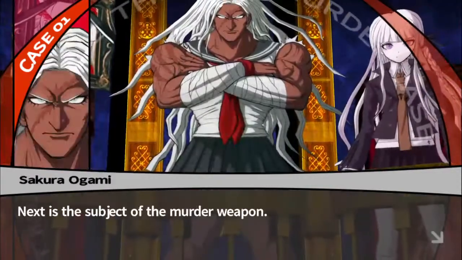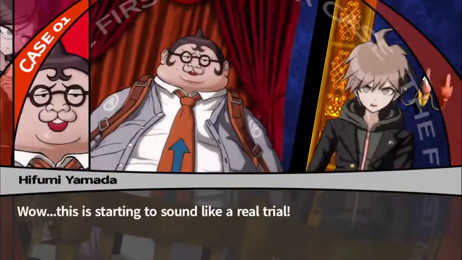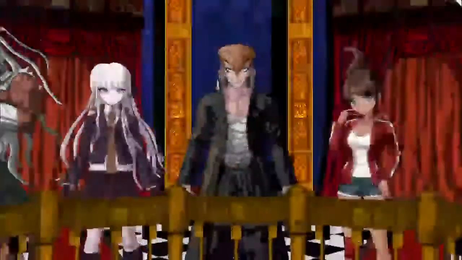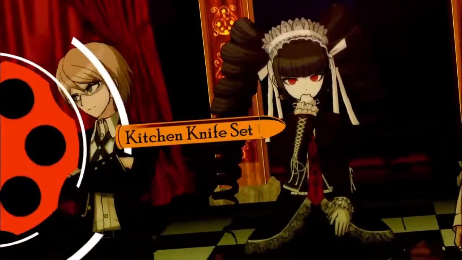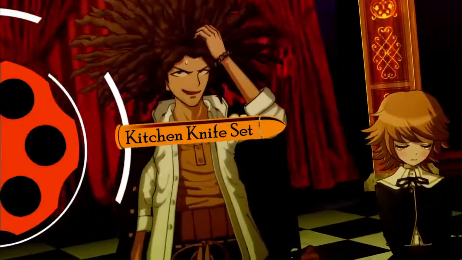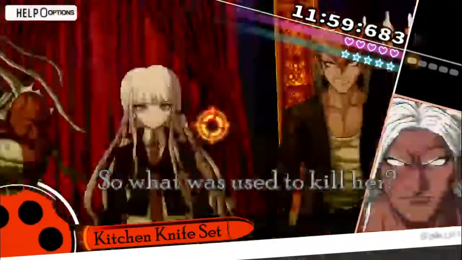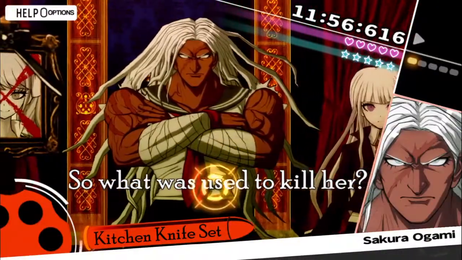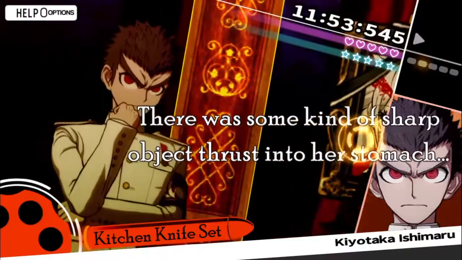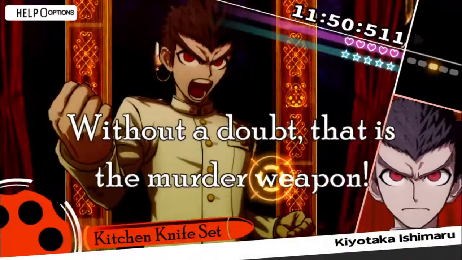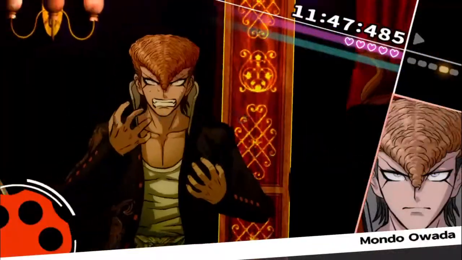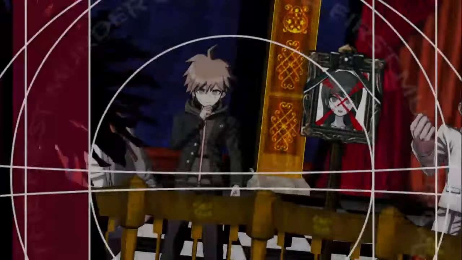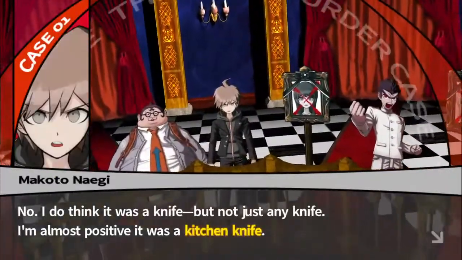Okay, so... Next is the subject of the murder weapon. Wow. So what was used to kill her? There was some kind of sharp object thrust into her stomach. Without a doubt, that is the murder weapon! So the killer used some random knife they had. No, that's wrong! No. I do think it was a knife, but not just any.